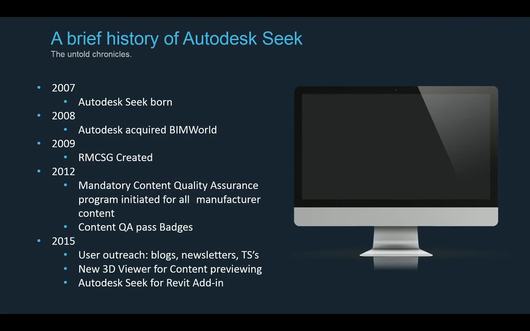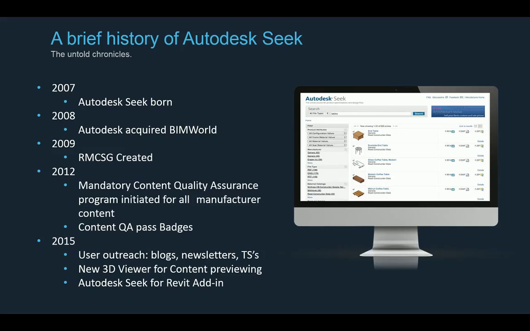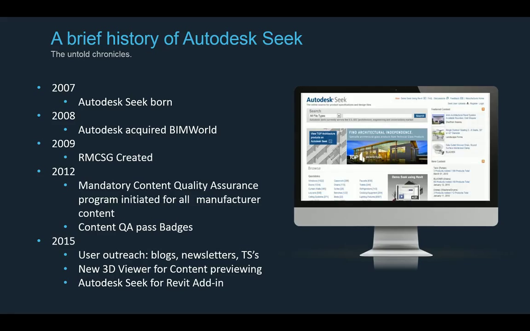It's also important to understand a brief history of Autodesk Seek. So in 2007, Autodesk Seek was born, and in 2008, Autodesk acquired BIM World. Basically, we inherited quite a few users and quite a few new manufacturers for our users to benefit from. In 2009, we created the Revit Model Content Style Guide. And in 2012, we realized that not everybody was adhering to this style guide.